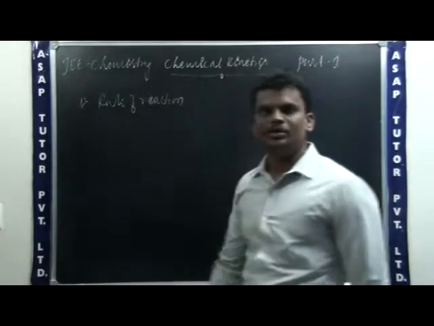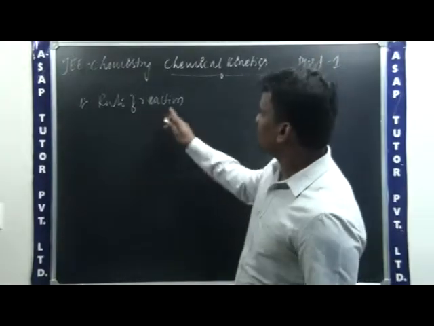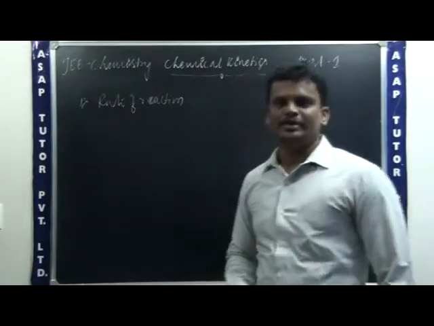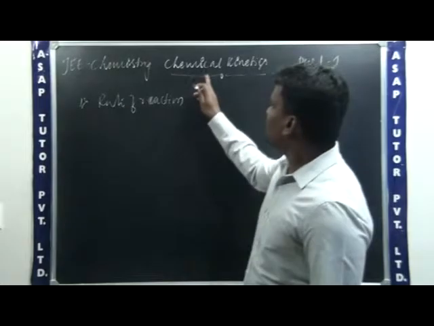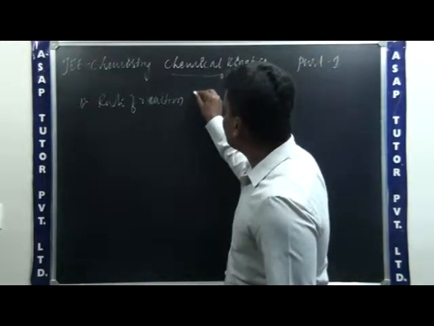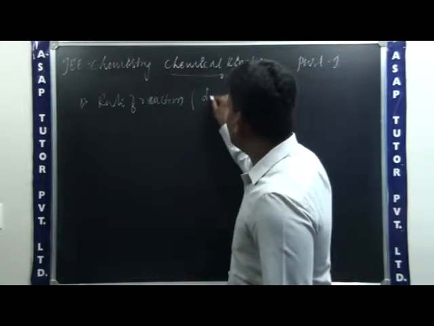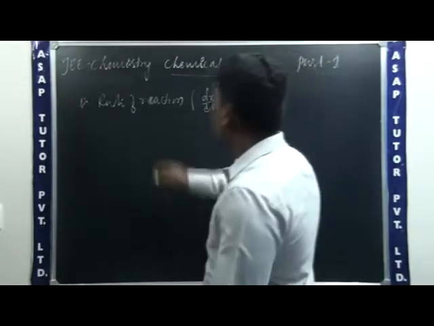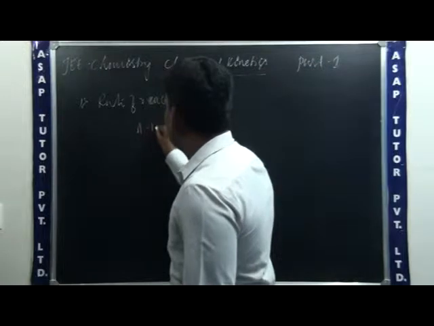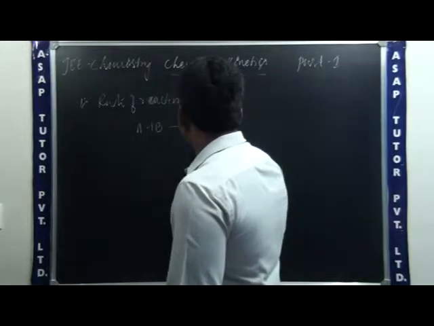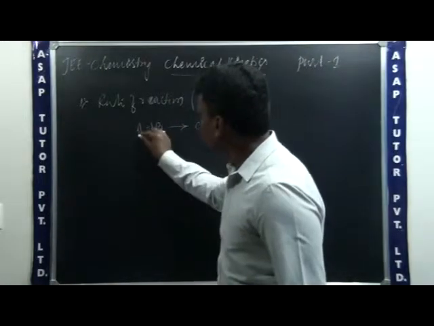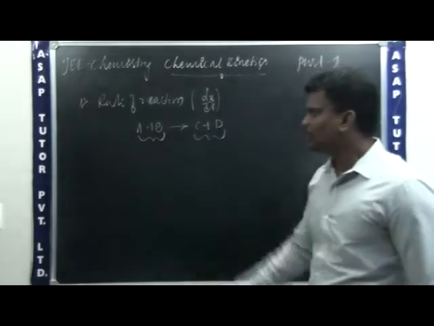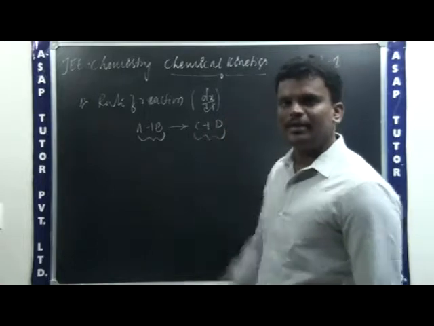Rate of reaction means the speed of the reaction, or the velocity of the reaction, we can say. Since we are in physical chemistry, we can represent the rate of reaction mathematically as dx divided by dt. If I consider the reaction A plus B gives C plus D, here A and B are the reactants and C and D are the products, considering an irreversible reaction.